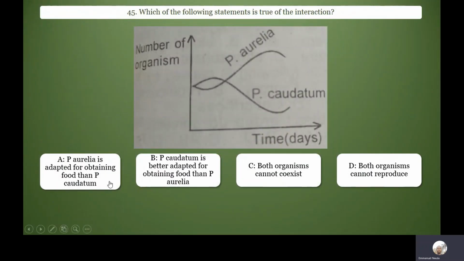Which of the following statements is true of the interaction? So both organisms cannot coexist. They are competing with each other, so they can't coexist. The correct option is C.